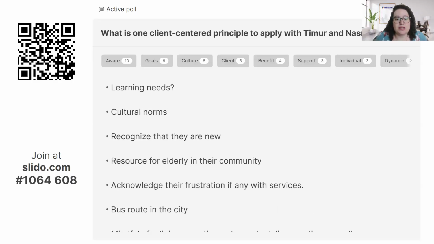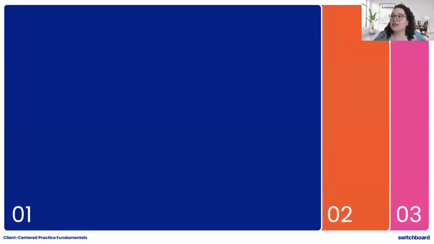Think about what resources there are for elderly folks in their community. Do they want to learn? Not assuming that older folks don't want to learn and don't want to practice new skills. Absolutely. These are really, really wonderful. I appreciate all of you engaging. Keep Tamora and Nasreen in mind because we're going to come back to them several times. I think we'll move on now to our second learning objective.